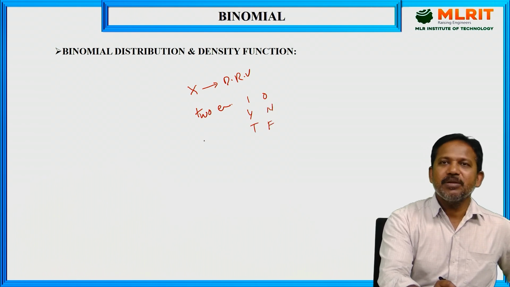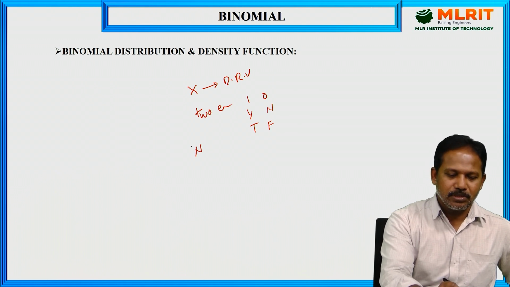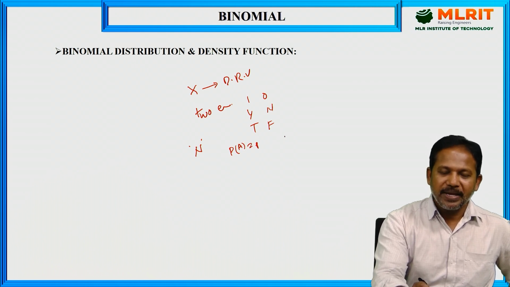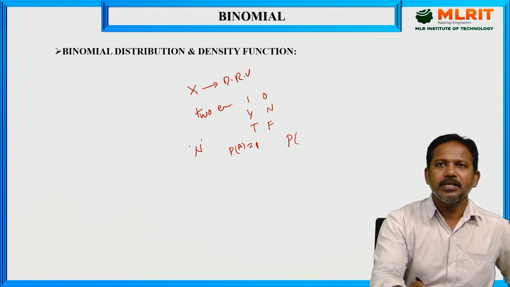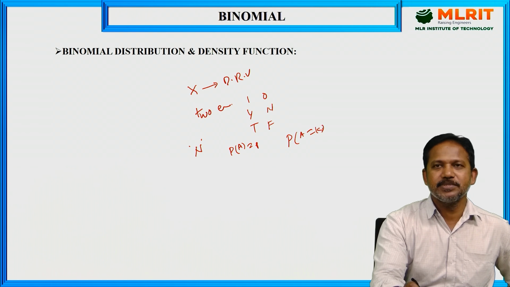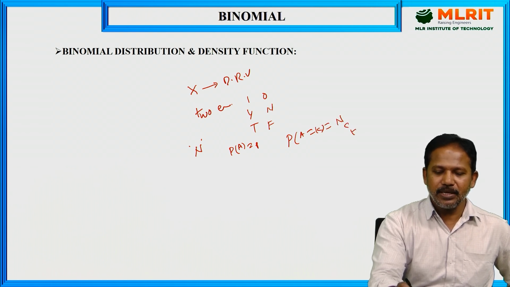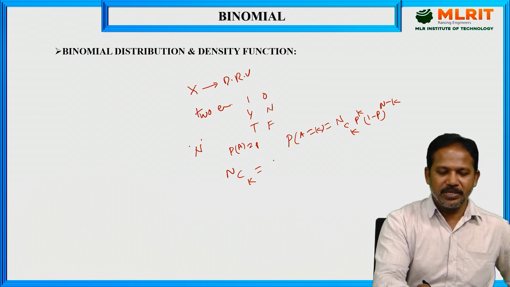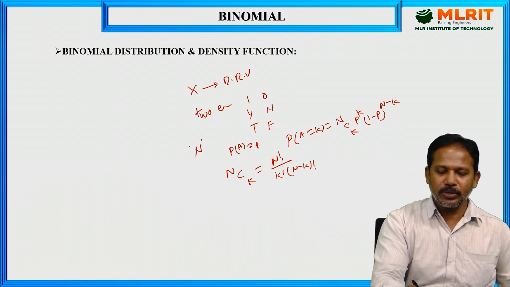Here, if the experiment is repeated n times and the event A occurring is taken as P of A equal to p, then the binomial function, otherwise Bernoulli function, that is the probability that event A occurs exactly k times, is equal to nCk p power k into (1 minus p) whole power n minus k. So what is meant by nCk? nCk is the coefficient, that is n factorial by k factorial into (n minus k) factorial.